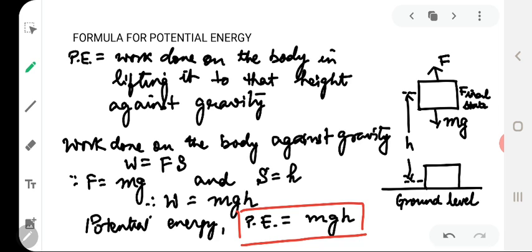Now at this point I would like to give an answer to a question: can a body possess both kinetic and potential energies at the same time? Certain bodies may possess both kinetic energy and potential energy at the same time. Some examples are a man climbing a hill, a bird flying in the sky, a flying aeroplane, and a body rolling down a hill.